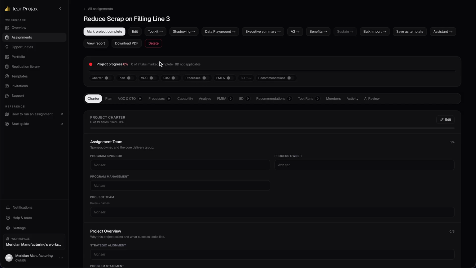That's the map, but maps come alive on real terrain. So let me show you a real project. I'll use the leanProjax platform for this demonstration. A packaging line with a cycle time problem. Watch how a project comes together in practice.